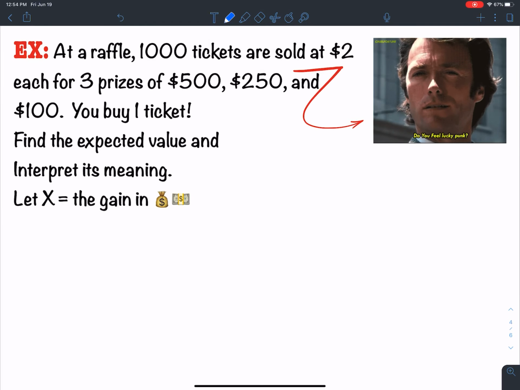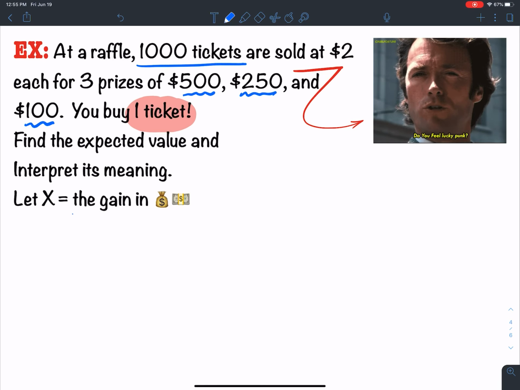So here we're going to do a raffle, and our raffle is going to consist of 1,000 tickets that are sold at $2 each for three prizes. There's a prize of $500, a prize of $250, and a prize of $100. Everybody else loses, okay? So you're a big spender, you're going to buy one whole ticket. You're going to find the expected value and interpret its meaning.